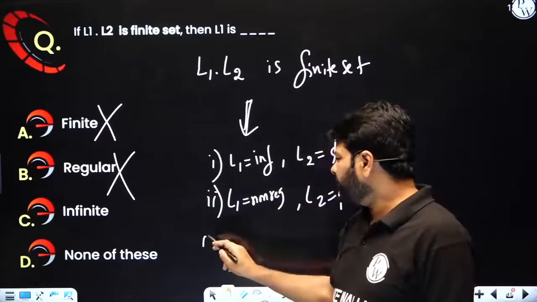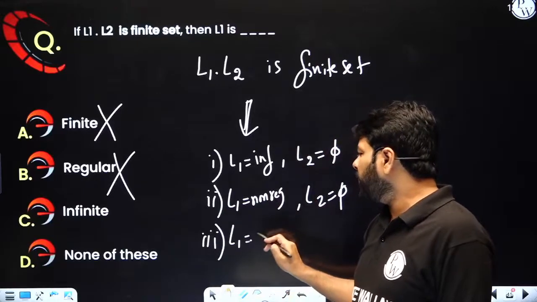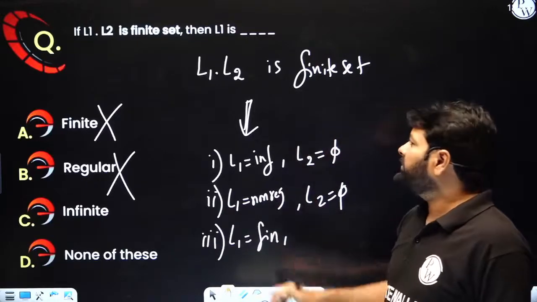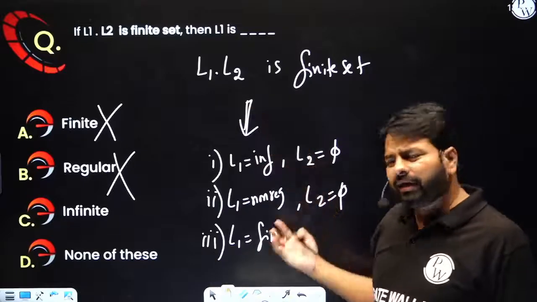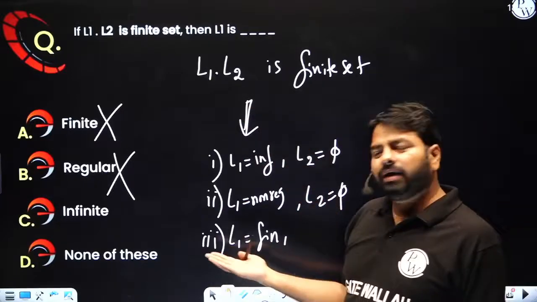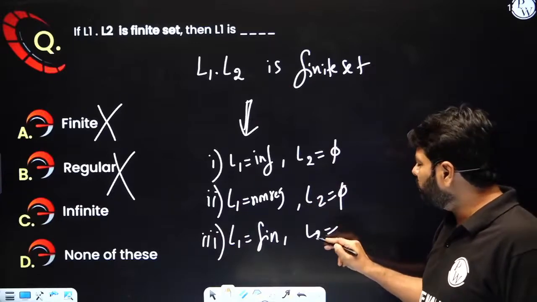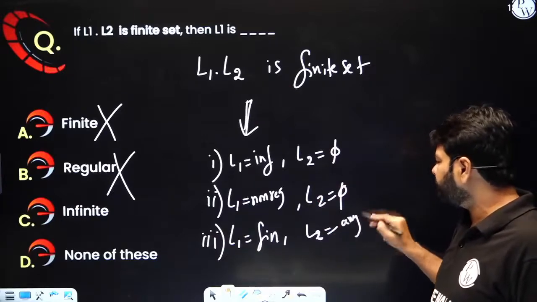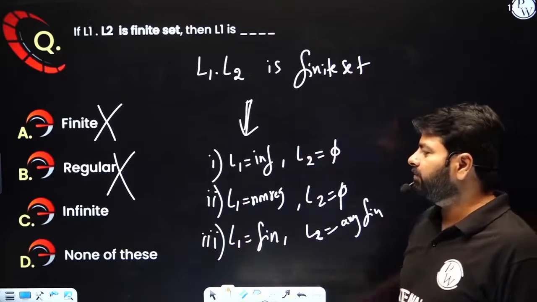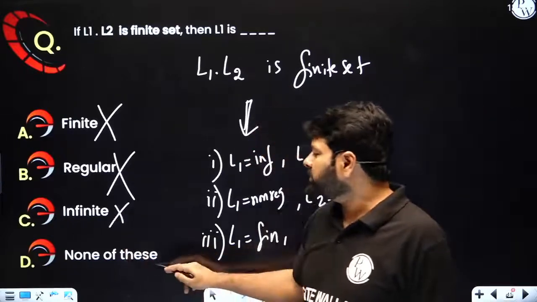Now the option C saying that L1 is infinite. It's okay, I'll try. I'll try to take L1 finite, dot L2 I can take any finite. Then finite dot finite is always finite. Take L2 anything, even if you take pi or anything, any finite is fine. That's enough to delete the option C. That means none of this is correct.